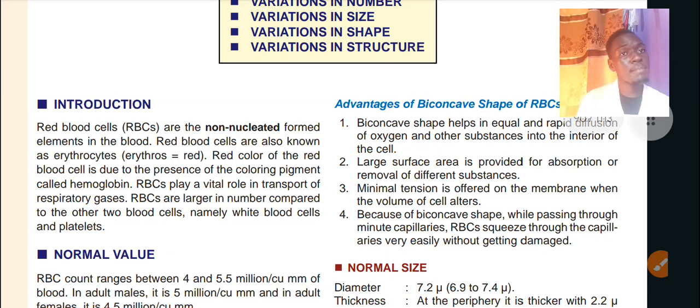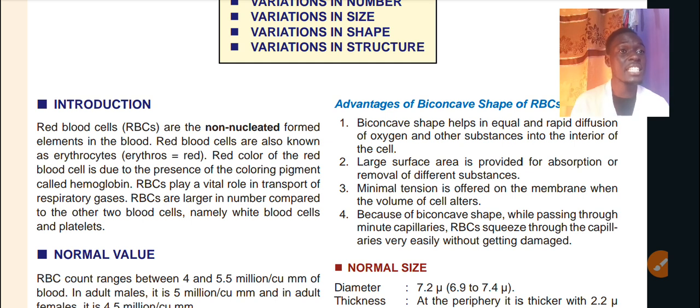Now, if you look at red blood cells, they are non-nucleated formed elements in the body, meaning that they don't have a nucleus. They are also called erythrocytes, and the reason they are called erythrocytes is because they are red. What makes them red is the hemoglobin, the red pigment in blood. Red blood cells carry out the vital role of transport of specific respiratory gases. However, there are a number of functions they actually carry out.